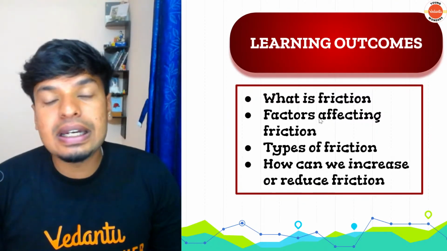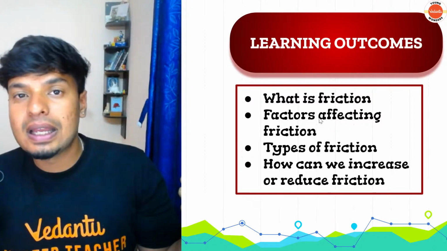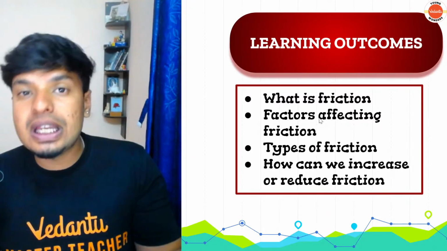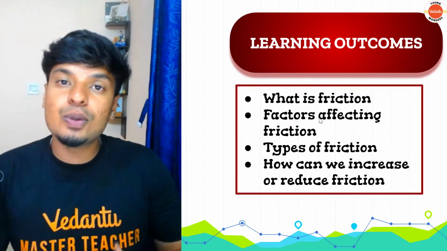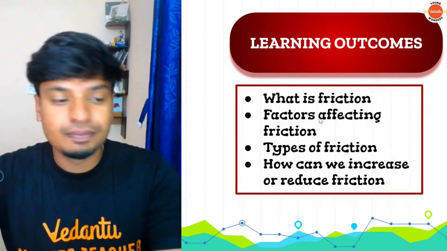Now, how can we increase or reduce friction? We can increase the friction by increasing the roughness of the surface, by increasing the treading, like in the wheels and in the shoes, etc. How to reduce it? By using lubricants. Okay, then fluid friction we saw.